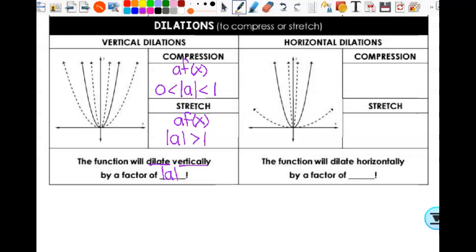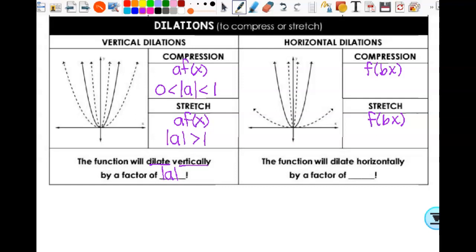If I have a horizontal dilation, that means I am multiplying something that's affecting x. So it would look like this: f of b times x. It looks like that in both cases. But what do we know about x in general? What is he? A liar. Okay, so x is a liar.